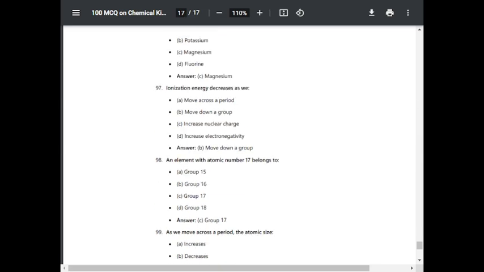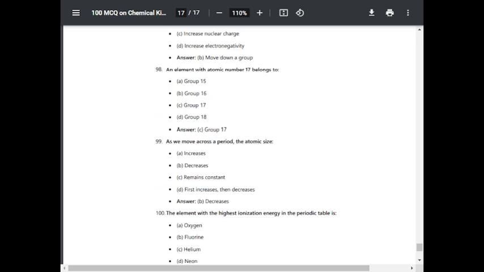Question number 97. The ionization energy decreases as we option A move across a period, option B move down a group, option C increase nuclear charge, option D increase electronegativity. The correct answer is B, move down a group. Ionization energy decreases as we move down a group. Option B is correct.